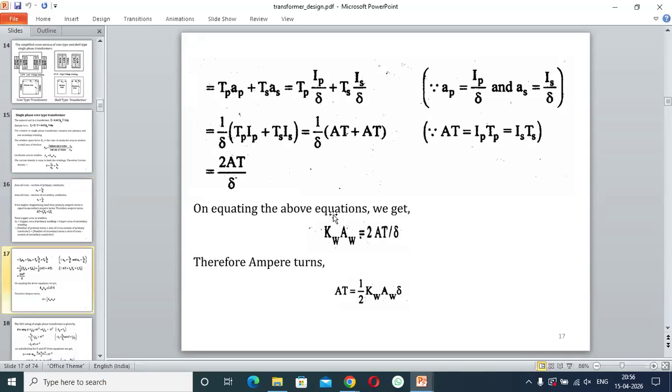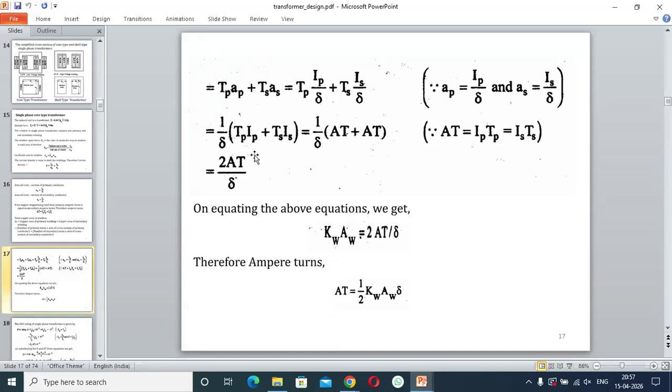So we can calculate it from here. It will become TP multiplied with AP plus TS multiplied with AS, meaning primary side plus secondary side. So finally it becomes TP, the number of turns on the primary side, multiplied with IP by delta, plus TS multiplied with IS by delta. So 1 upon delta is common, and it becomes 1 upon delta times (TPIP plus TSIS), and again it becomes 1 upon delta times (AT plus AT), as IPTP is equal to ISTS.